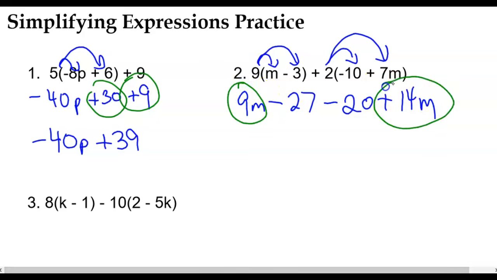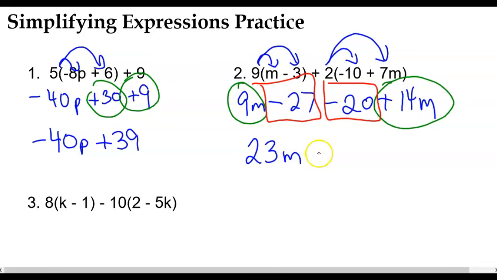Let's combine the like terms. 9m plus 14m. Negative 27 minus 20. 9m plus 14m is 23m. Negative 27 minus 20 is negative 47. Again, I take these longer expressions and I make them a lot easier and simpler to look at. But I can't combine those two, 23m minus 47, because they're unlike terms. So I just simplify the expression.